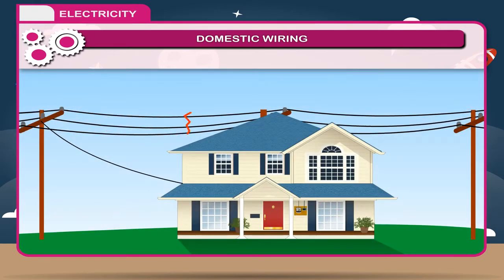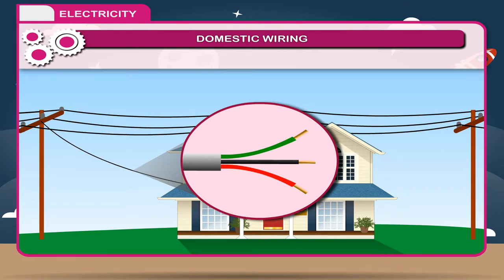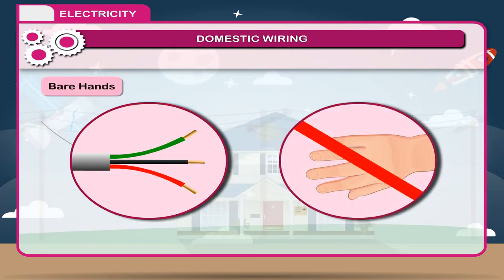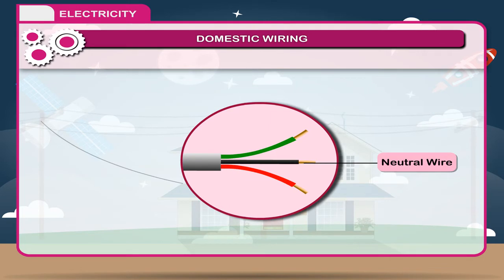The main supply is delivered to house using a 3-core wiring called live, neutral and earth. The live wire is red or brown in color and brings current. It is dangerous to touch live wire with bare hands. The neutral wire is black or light blue colored wire and is used as return wire.